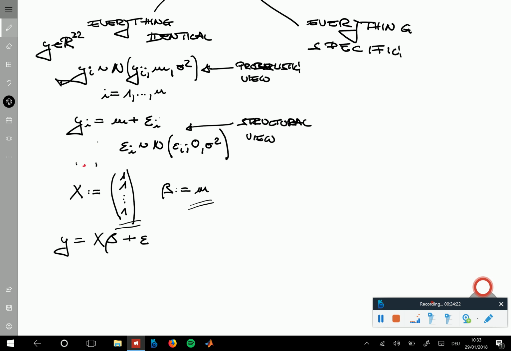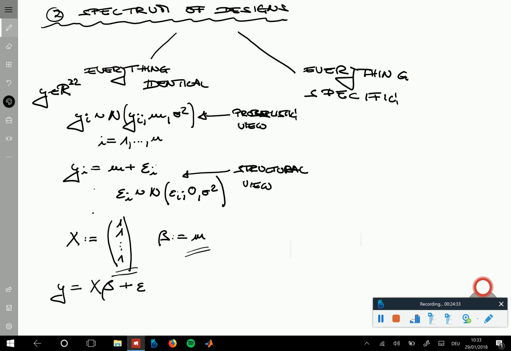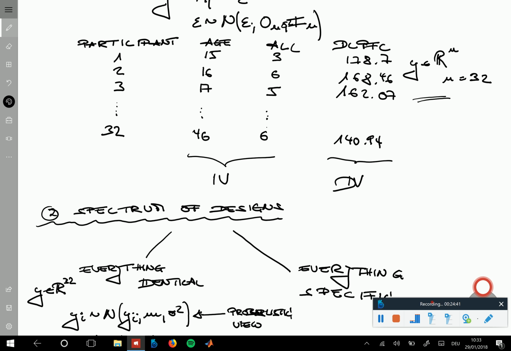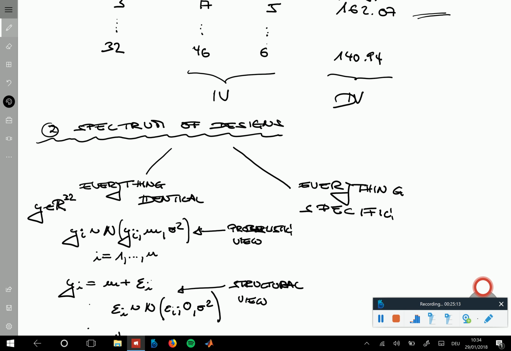Good. So this is the case where everything is identical. What this means, in terms of making this transparent for the data set, is that you assume that each of these DLPFC values is the realization of an identical value for m. So for example, I don't know, 170, so that all people in this group have the same expected value for the DLPFC value regardless of their age and regardless of their alcohol level, and that all the variation that you see, because obviously there are different values for the DLPFC volume, is due to error fluctuations.